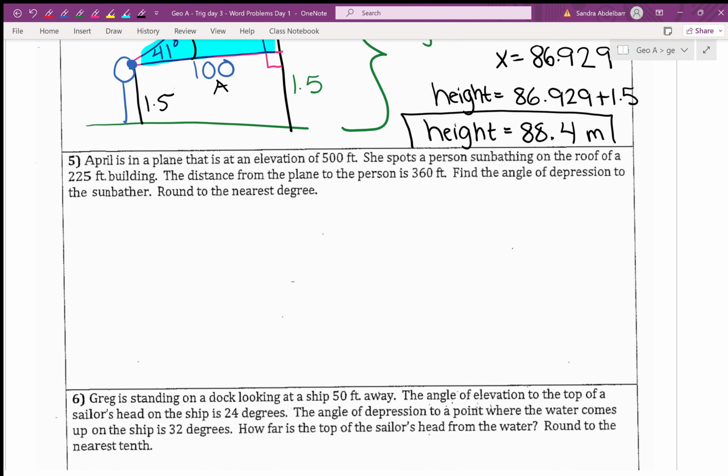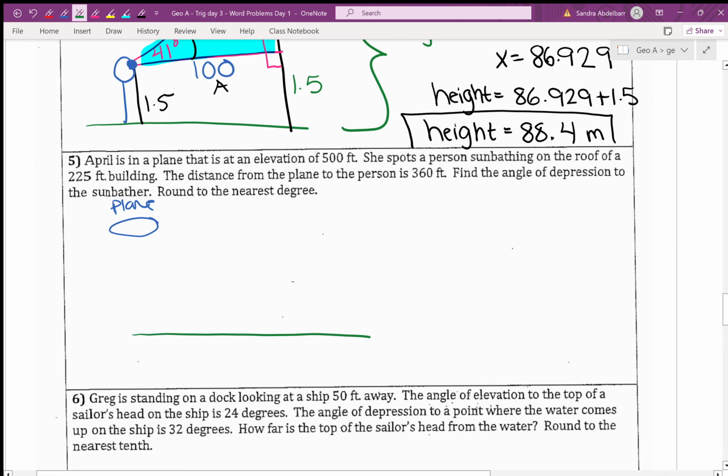Are we ready to create this diagram together? So it says April is in a plane that is at an elevation of 500 feet. I'm going to draw that. All right, so here's our plane. And when it says it's at an elevation of 500 feet, what does that mean? It's 500 feet from where? The ground. So then here's my ground. And I know the plane to the ground is 500. Are we all good so far? All right, let's keep going.